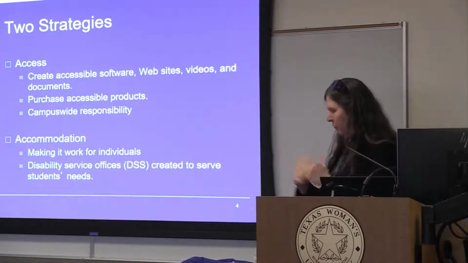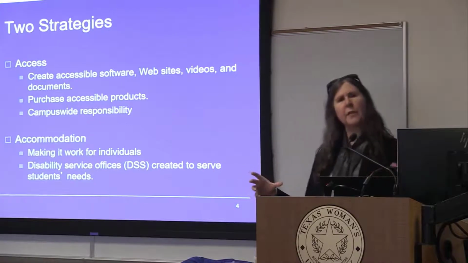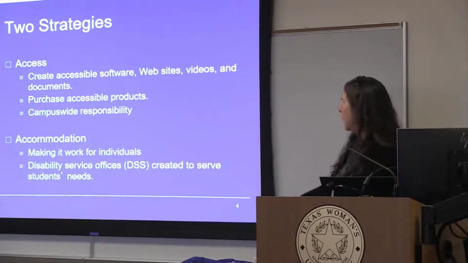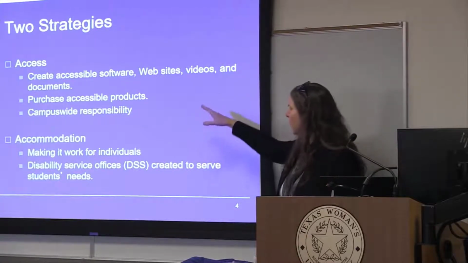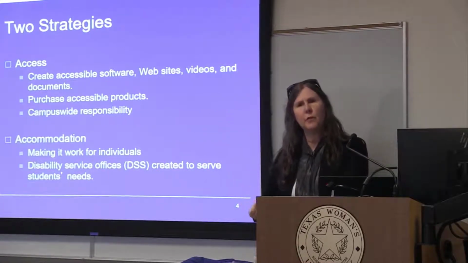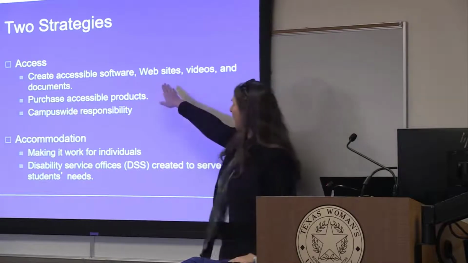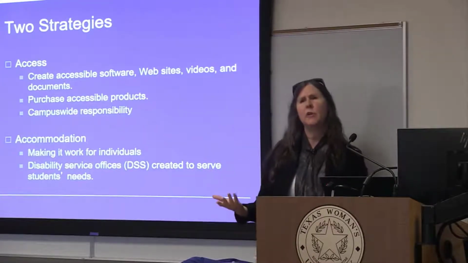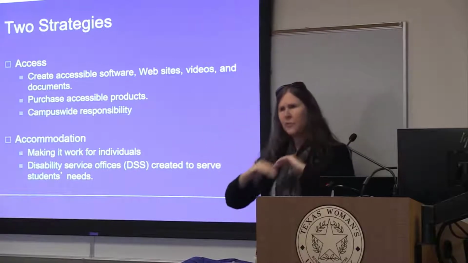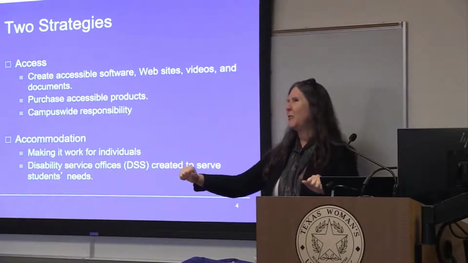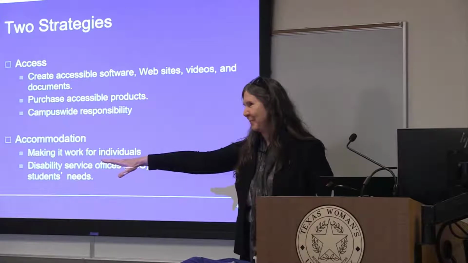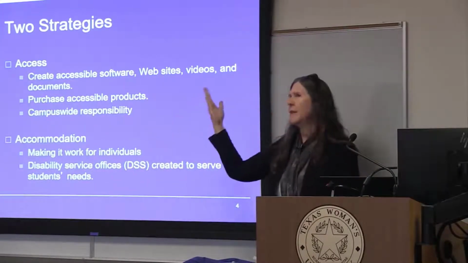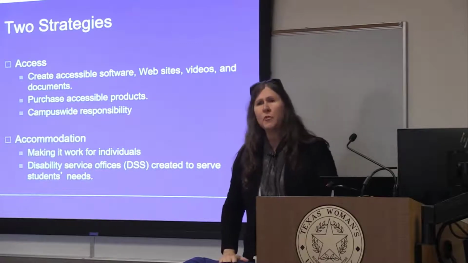Now, I want to pull back to the 10,000-foot level here and talk about this from a systemic, campus-wide perspective. We have 2 strategies for meeting the needs of individuals with disabilities. I call those access and accommodation. When I'm talking about access, I'm talking about what is just there. It's like my old geometry teacher said, it's a given. It just is there. You don't have to ask for it. It just shows up. It's like curb cuts, ramps, elevators.